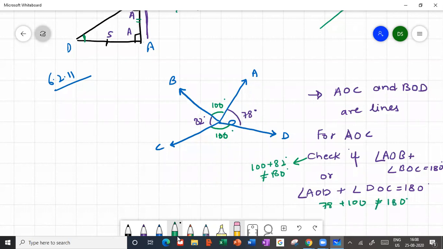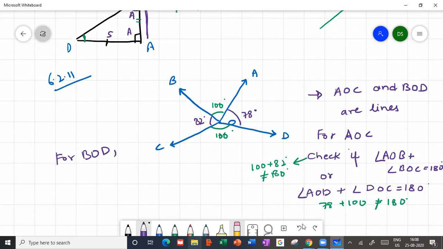What about BOD? For BOD you'll check the same. Correct, it is not a line. So you got it, right? Any other question or doubt?